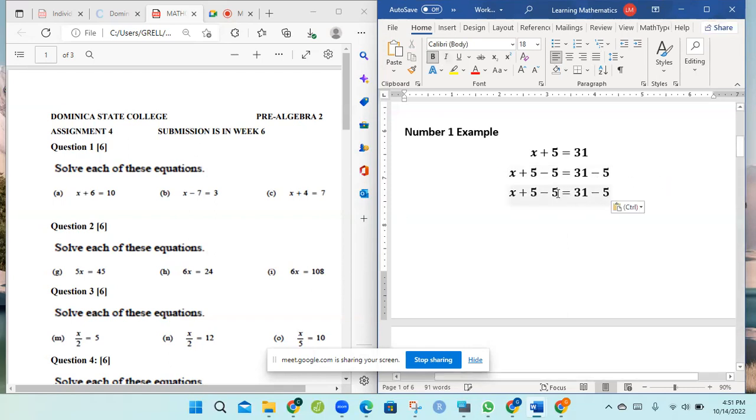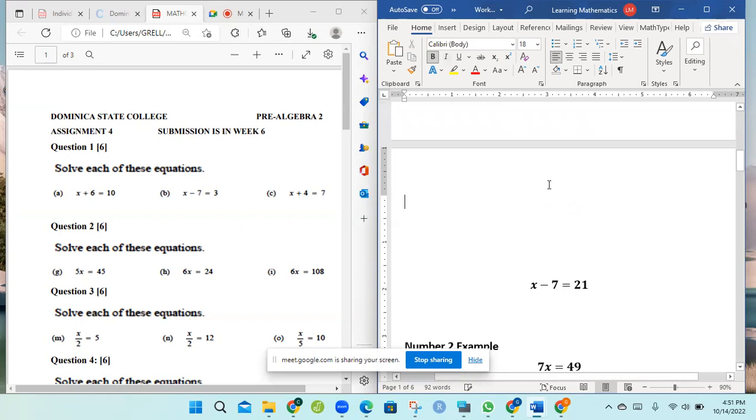And 5 subtract 5 will give us 0. 31 subtract 5 will give us 26. So the answer is 26. And you can prove your answer if you substitute 26 here. 26 plus 5 will give us 31.